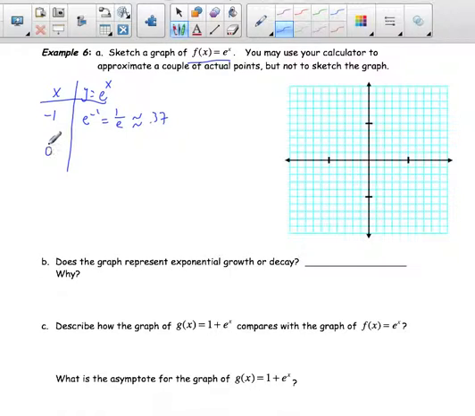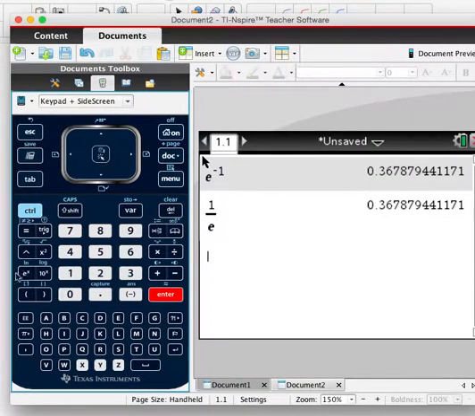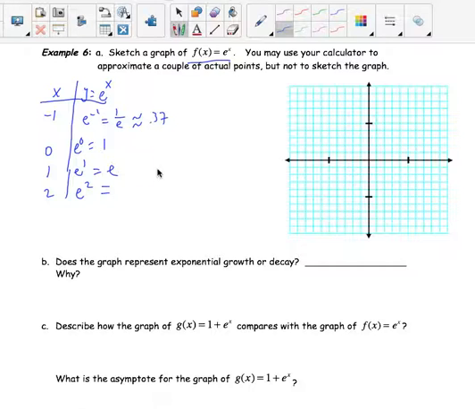When x is 0, we're going to have e to the 0, which is 1. When x is 1, we're going to have e to the first, which is e. When x is 2, we're going to have e squared. E squared, I'll get that from my calculator again. So let me pull that over. E squared, so I'll do e to the x. E squared is 7.4, which is about 7.4 to help us graph.